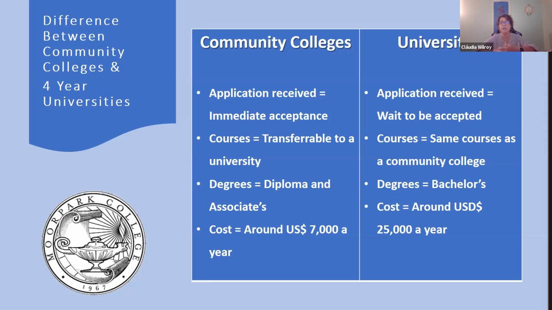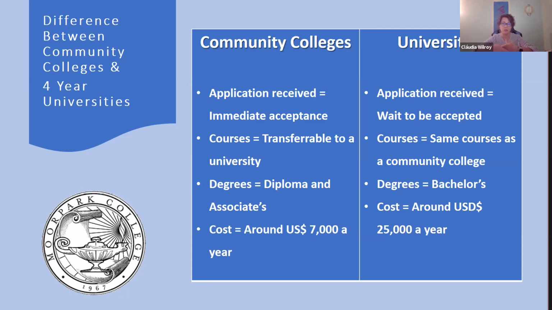So usually the students take those 2 years of courses in the community college at a much lower cost, and then they transfer those classes to the university. So that's what it means to be transferable to a university. You have the option to take your first 2 years at the community college and then transfer all those classes to the university when you go.